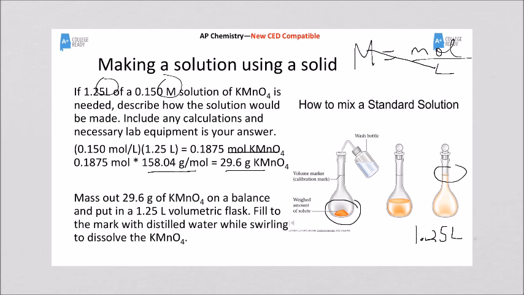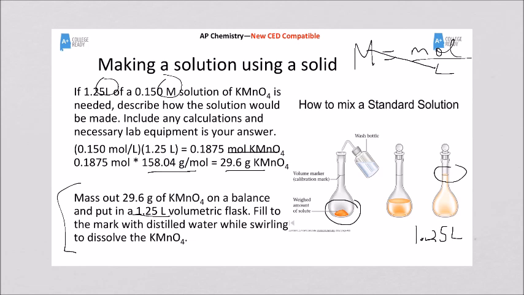And again, here are the directions. This is just an example to help you see what this question would be looking for, because this would be a good AP question. So I'd mass that much out on a balance. I would place it in that specific volume that I've been told to make, volumetric flask, fill to the mark with distilled water while swirling, or while mixing.